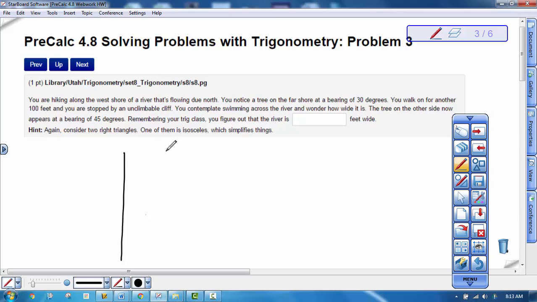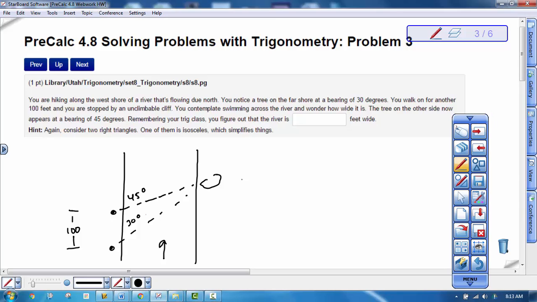You have a river that's flowing north like this, and you start off here. When you start off, you notice this tree on the other side that's at an angle of 30 degrees with horizontal. So this would be a 30-degree angle here. And you walk forward 100 feet until you get to this new spot where the new angle is now 45 degrees.